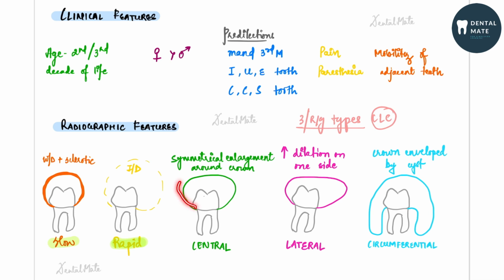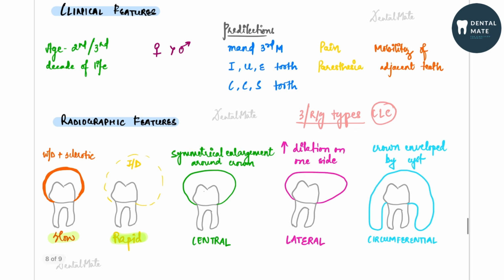In the central type, there is symmetrical enlargement of the cyst around the crown. Whereas in the lateral type, there is increased dilation on one side. This is most commonly seen in partially erupted teeth. And in the circumferential type, the cystic cavity envelops the crown, so the complete crown appears to be enveloped within the cyst. These are the three different radiographic types of dentigerous cyst.